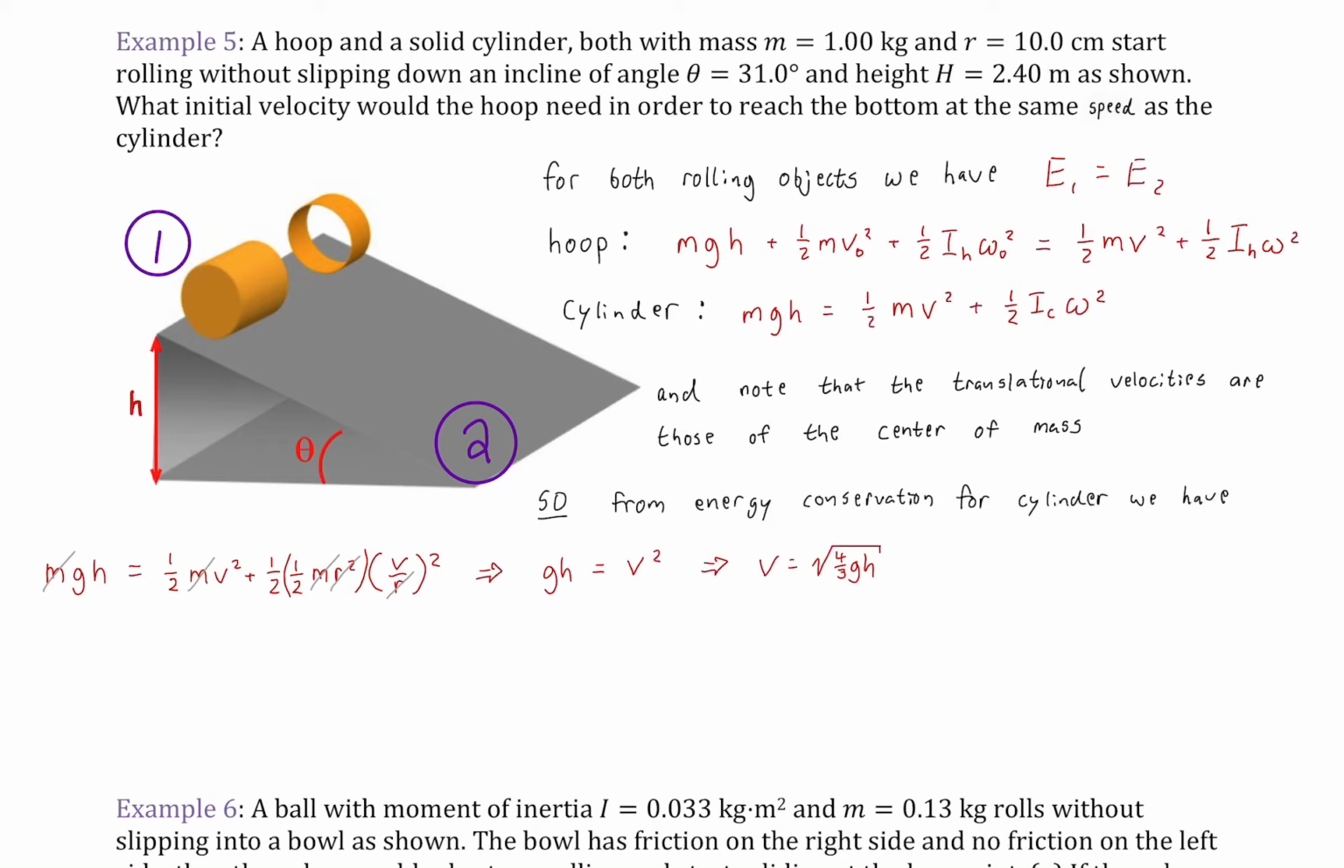Well, actually, this should be 3/4. I'm not sure why I left out the 3/4 here. I'll add it and re-upload the notes. Because you can see here, here's the correct answer. It should be the square root of 4/3 times gh.